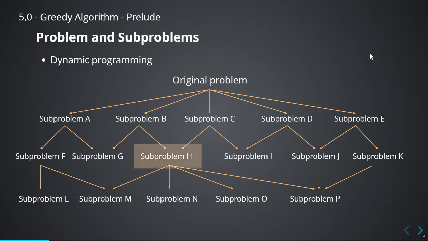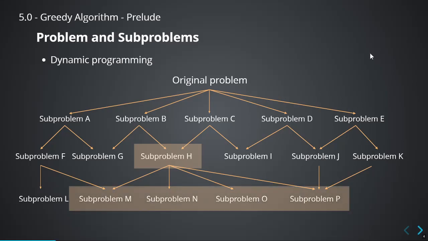It's just that every now and then you see, oh, something like H here. If I go to B, I have to go to H. If I go to C, I have to go to H. So might as well just compute it once and store it. So if I do that, all this M, N, O, P, I don't have to compute more than once either. That's dynamic programming, and it's still divide and conquer.